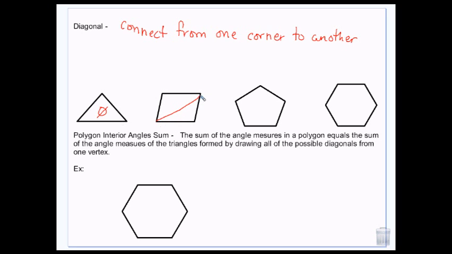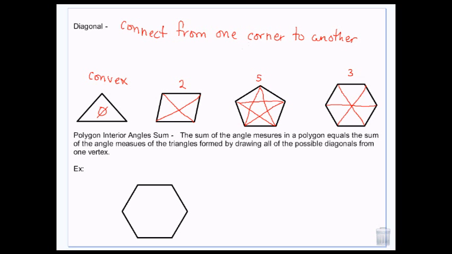If you have a parallelogram, you have two diagonals. Pentagon, 5 diagonals. Hexagon, you have 3. Okay. So these are diagonals, and now these are all convex because the diagonals are on the inside.